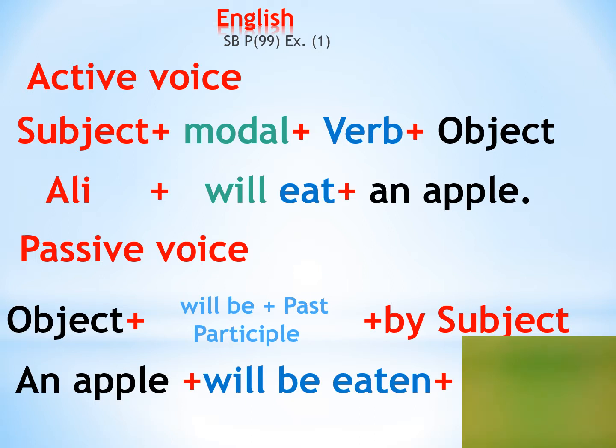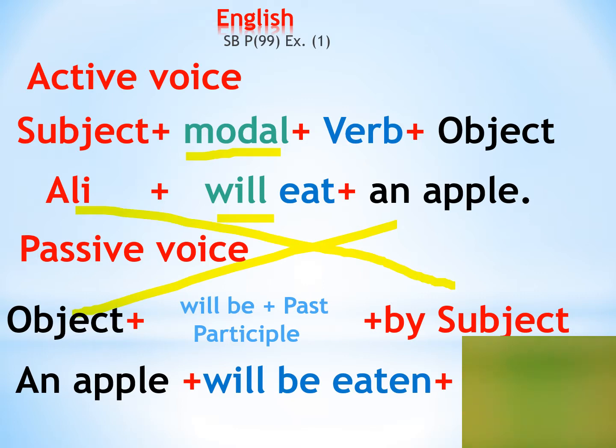I wrote for you another example, but we are using here a modal. As you know, we have many modal verbs. Okay, so subject plus modal plus verb plus object. We have modal verbs, for example, will, can, may, might, shall, should, etc. So Ali will eat an apple. Ali is the subject, our verb here is will eat, and an apple is our object. We do it like that, as you know.